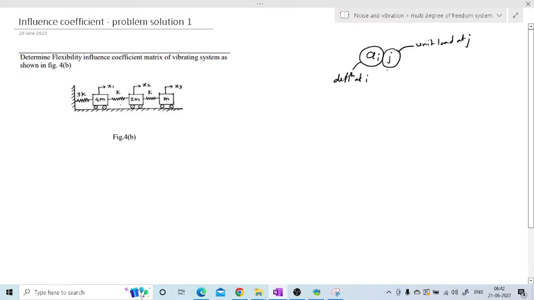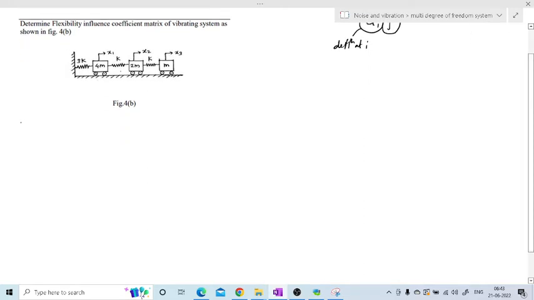Now I am going to use this one. To solve the problem, we will have to consider the unit load. So somewhere we have to consider the unit load. In the problem, the three masses are given, and we call the first mass as mass 1, second as mass 2, and third as mass 3. So we'll have to apply the unit load at each mass. So for first condition, we'll consider the unit load.